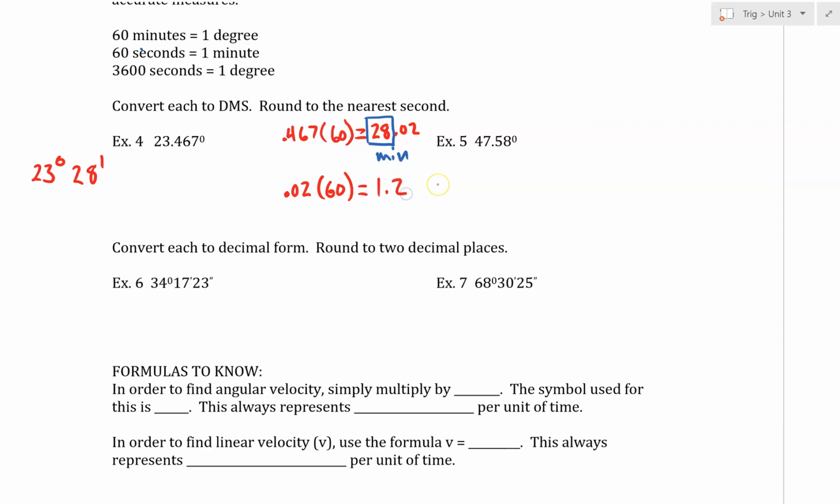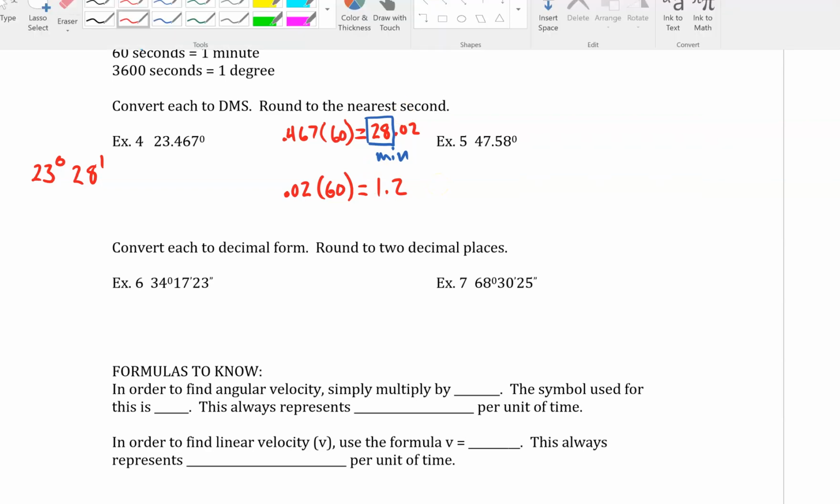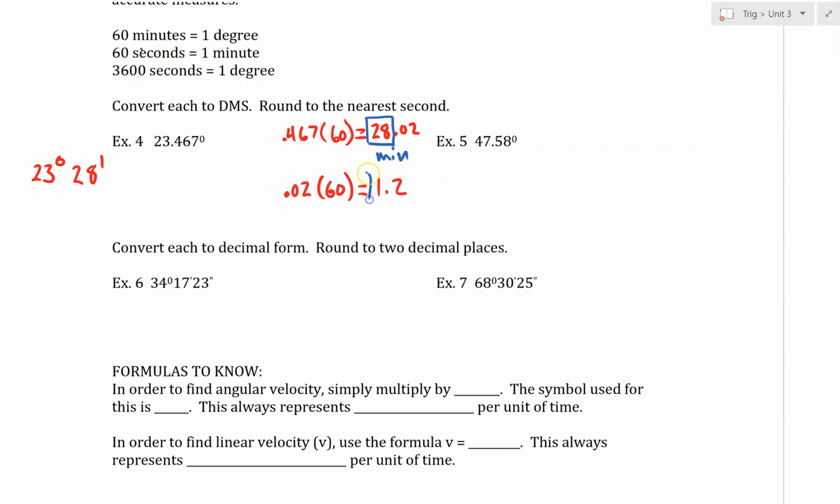This is 1.2. This part right here is now the seconds. It said to the nearest second. They don't want a decimal here. So to the nearest second, this is going to say 1 second. That's what this answer would be. 23 degrees, 28 minutes, 1 second. Hopefully we see that. Okay, you try this next one.